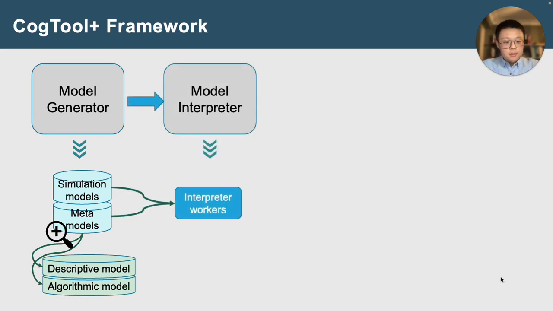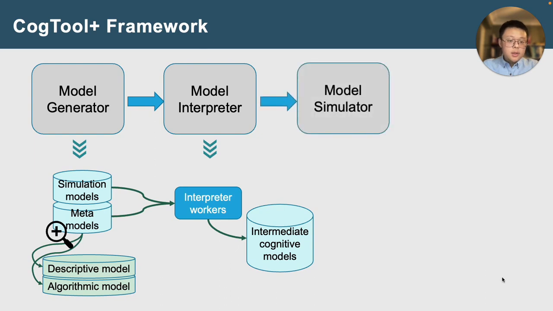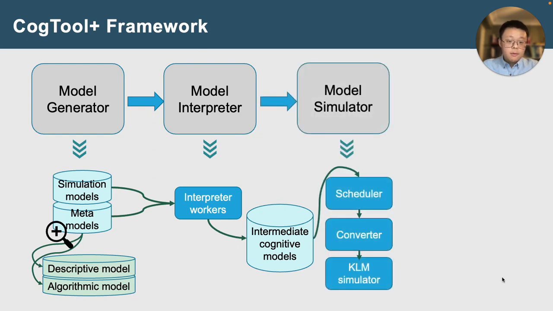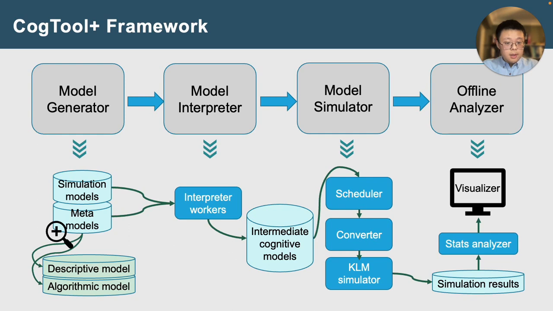The model interpreter consists of a number of interpreter brokers, which can translate the high-level description to a low-level UI description and atomic-level user interaction scripts, and eventually output intermediate cognitive models. Including a scheduler, converter, and simulator, the model simulator converts intermediate cognitive models to a series of actor-based models and produces simulation results saved in CSV format. Finally, the offline analyzer takes the simulation results and post-processes the data, followed by streaming the final output to an interactive visualization platform.